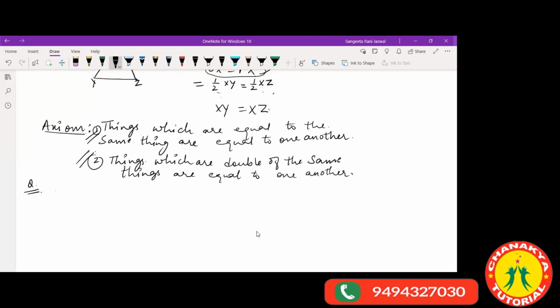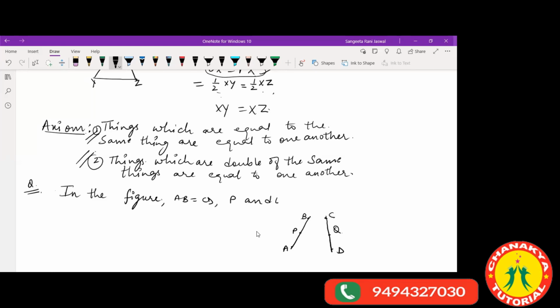In the figure, I'll show you the figure here. The figure is from A to B. This is A, this is B, and in between there is P. And this figure is D and C, and in between there is Q. In the figure, AB is equal to CD.